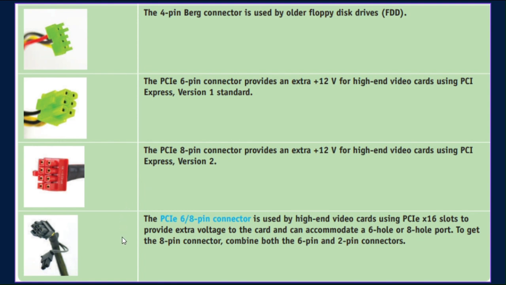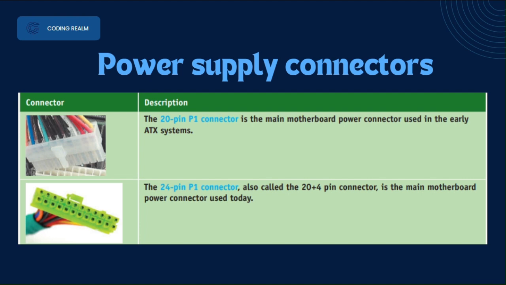Now the PCIe 6 and 8 pin connector is used by the high-end video card using the PCIe x16 slots to provide extra voltage to the card and can accommodate a 6-hole or 8-hole port. To get the 8-pin connector, combine both the 6-pin and the 2-pin connectors. This is all about the power supply connectors in our computer case.